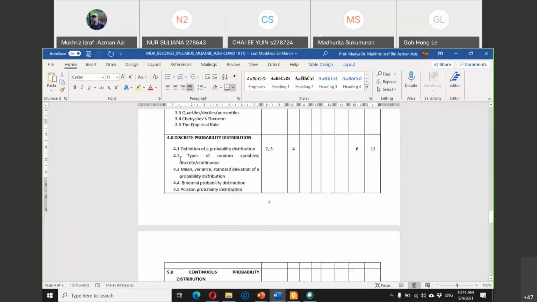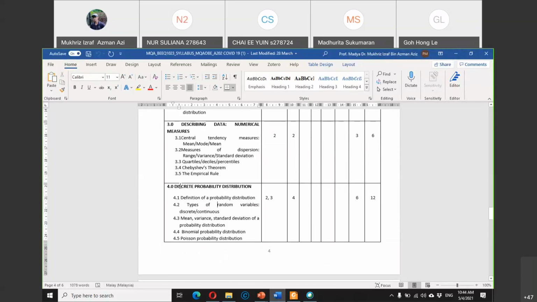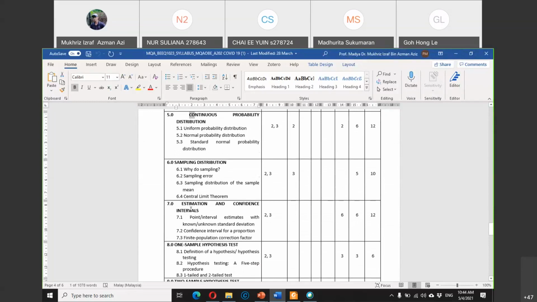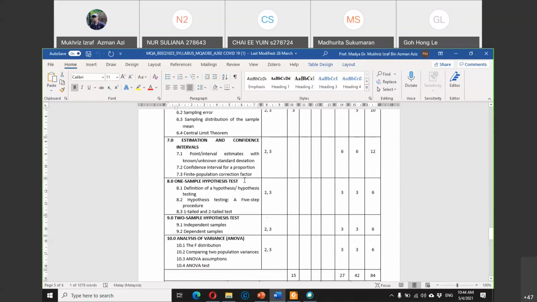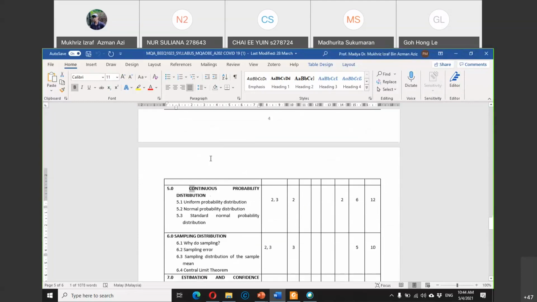So discrete, the opposite is continuous. Discrete we only cover in chapter number 4, so only one chapter. But for continuous, the rest of the syllabus is all related to continuous distribution. Chapter 5 is just the introduction, and then the rest will be applying the concept of continuous distribution.